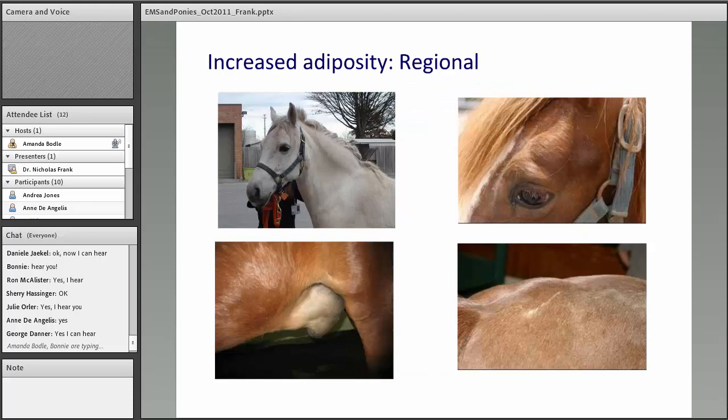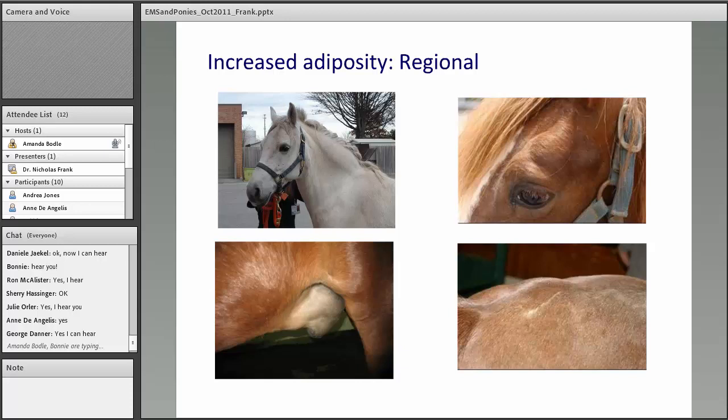So in addition to the overall obesity, we also see that horses with this syndrome have problems with fat accumulating in certain regions of the body. In the photographs that you can see here, the horse in the upper left corner has a very thick, cresty neck with a large accumulation of fat in that region.